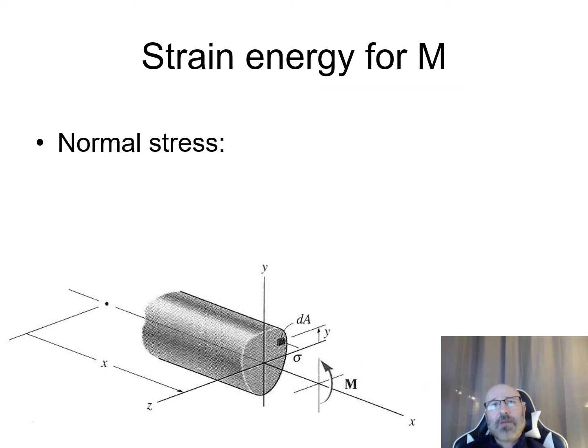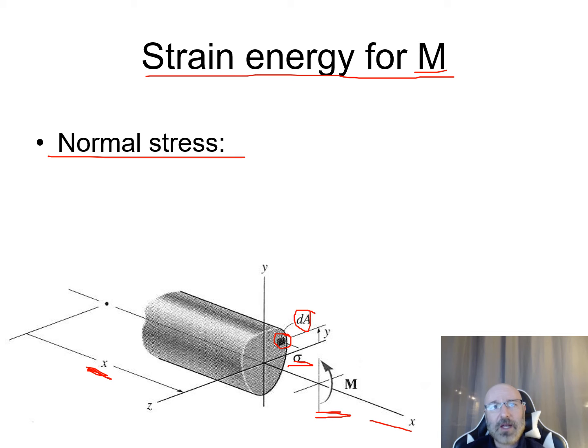So now let's do the same thing, but for a moment. We're going to find the strain energy for an external moment. Our normal stress, we can still calculate down here. If we look at our diagram below, there's our external moment, there's our element dA, and there's a stress at that element some distance x along our x-axis. We can see that this element is located some distance y off of our neutral axis.